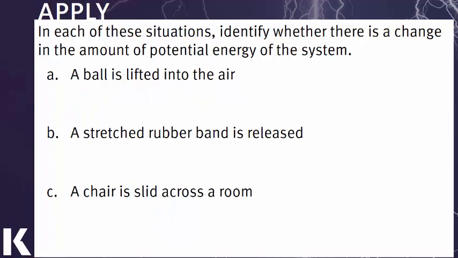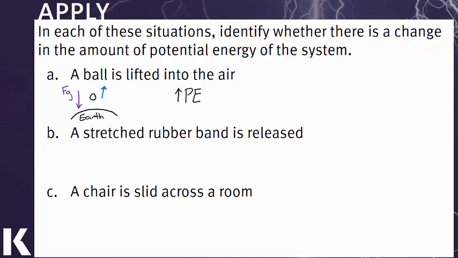Now, in our first one, we have a ball is lifted into the air. This is looking at gravity, which of course is a conservative force. So we have the Earth, and then we have our ball. Now let's think about our motion and our force. The gravitational force will always point downward, and here our motion is going up. Since our direction of motion is in the opposite direction as our force, this would give us an increase in potential energy.